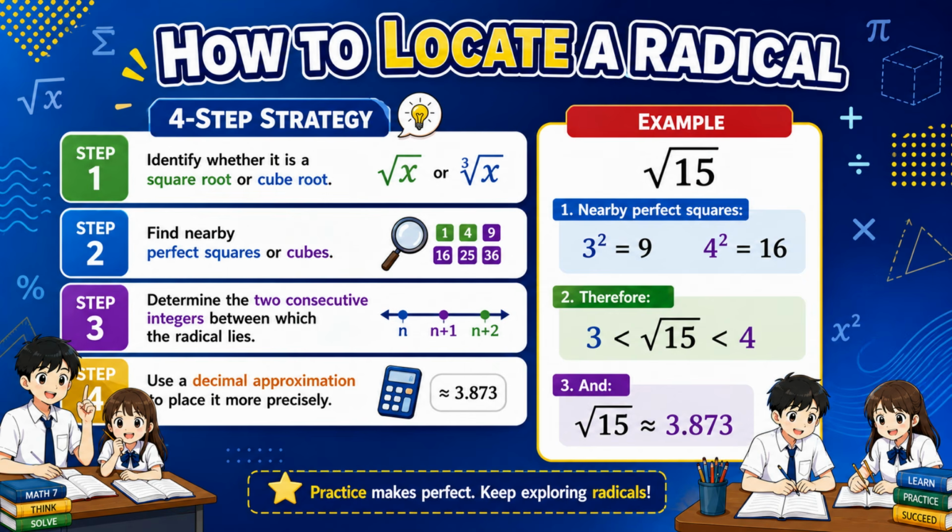This four-step strategy works for many problems. First, identify the type of root. Then, find nearby perfect squares or cubes, determine the interval, and finally, use an approximation if a more exact location is needed.